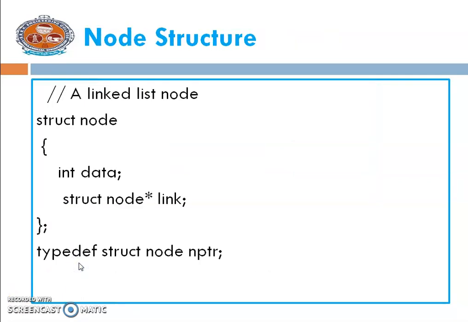In C, we represent a node using a structure. Here is the structure of a node used in a single linked list. Struct node. It consists of two parts. Data part is of integer type. Link is a pointer variable of type struct node because it has to store the address of the next node in the sequence. Typedef defines a node pointer nptr of data type struct node.